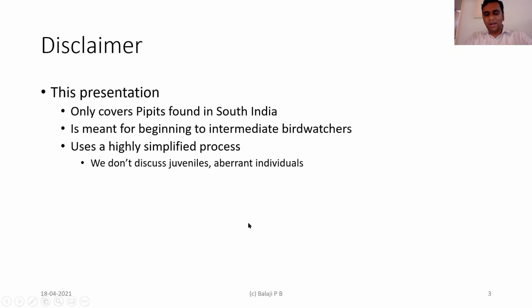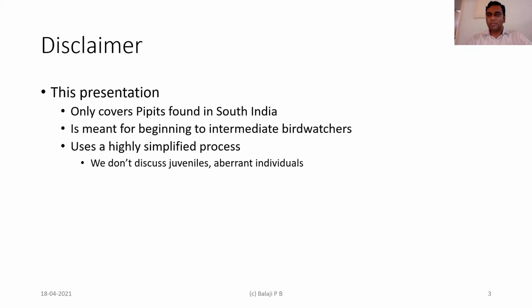As a disclaimer, I'd like to state a few points. This presentation only covers the pipits found in South India. We don't discuss pipits like rosy pipit, upland pipit, water pipit, and others, which are not found in other regions. So this covers only the pipits found in South India.